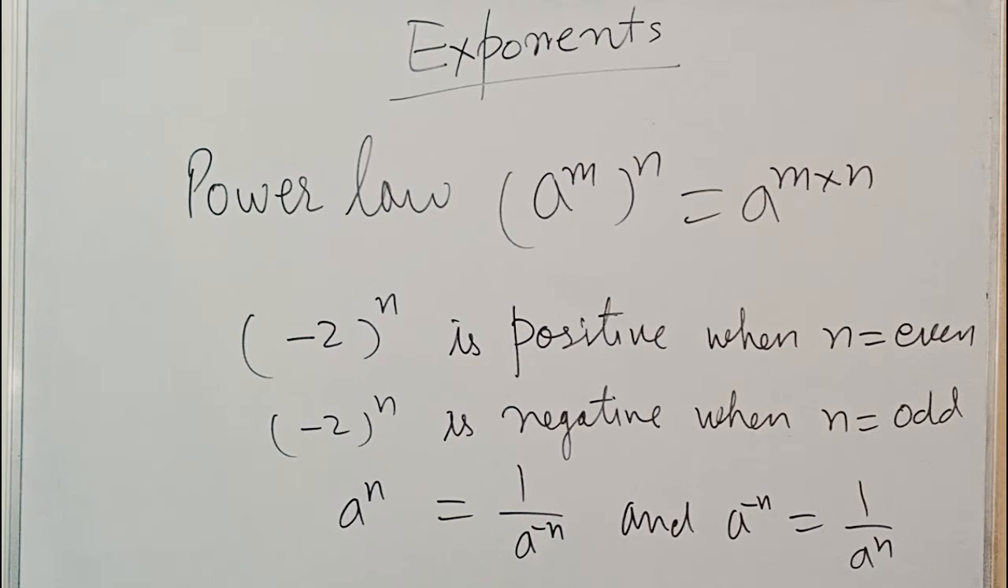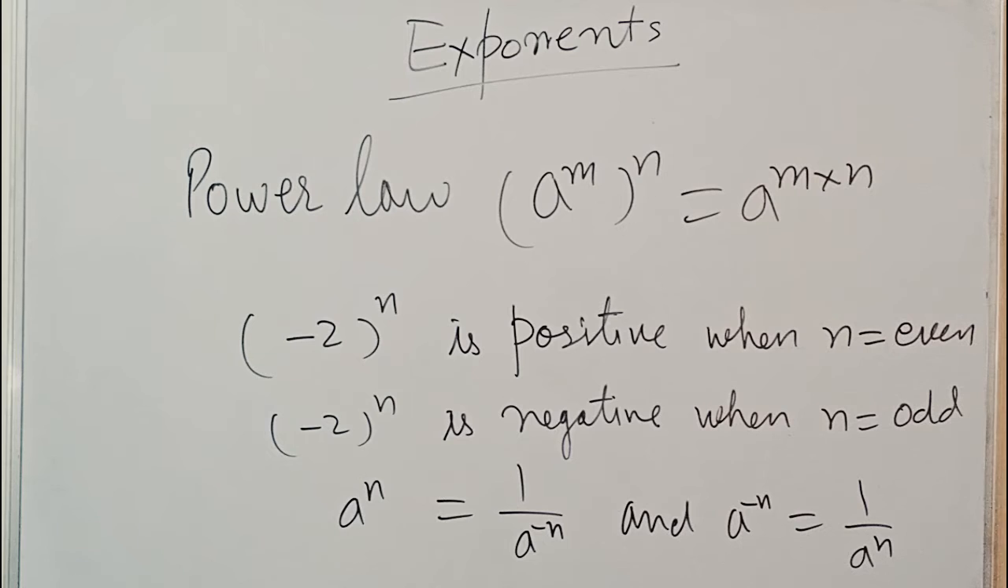And some more identities are, whenever we have a negative number having the power n, the result is positive when n is even. Whenever the power n is even and the number is negative, that will give a positive result. And whenever we have a negative number with the power n, the answer will be negative when n is odd. And whenever we have the number a to the power minus n, we will write it 1 upon a to the power n. So these are some identities.